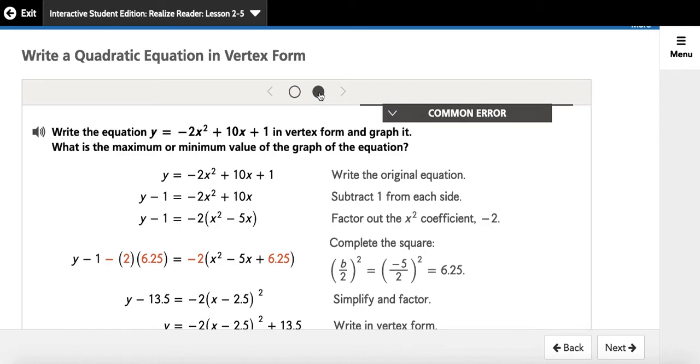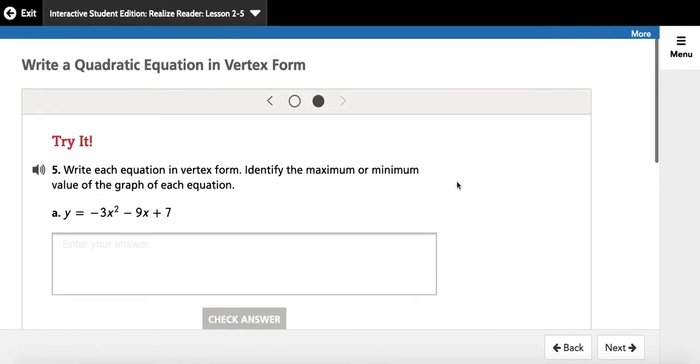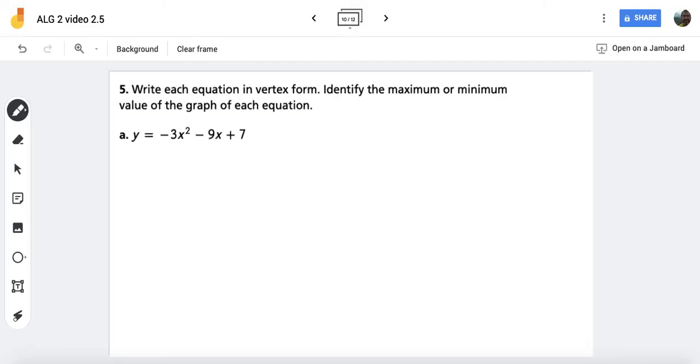Let's see how many problems they give us to practice that. They give us 2. Click pause and give it a shot and then come on back. Okay, we subtracted 7 from both sides, so this ends up being y minus 7 equals negative 3x squared minus 9x. But then we're going to factor out the negative 3 and leave us with x squared. Now if I factor out a negative 3 out of this, I get positive 3x.